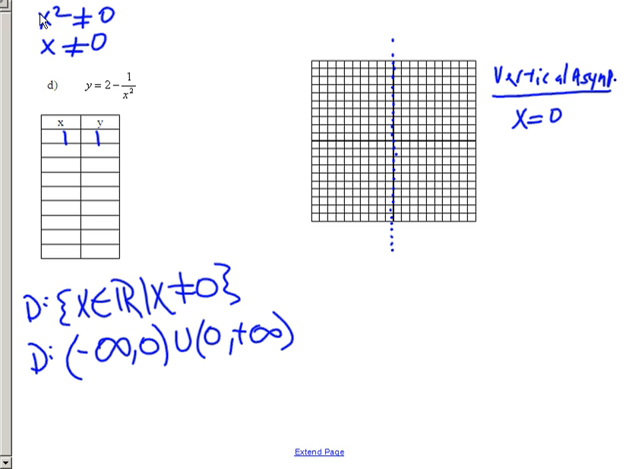If the vertical asymptote comes from an even factor, in other words, we have x squared right here.